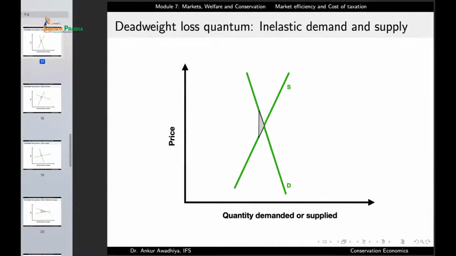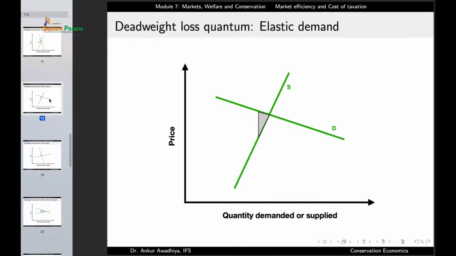Now, in such a scenario, the deadweight loss: what we are doing here is that we are keeping the quantum of the tax, that is T, fixed. So this is T, and we are keeping this T fixed, and we are just changing the demand and the supply, their inclinations. Now, in the case of an inelastic demand and supply, we have a deadweight loss like this.